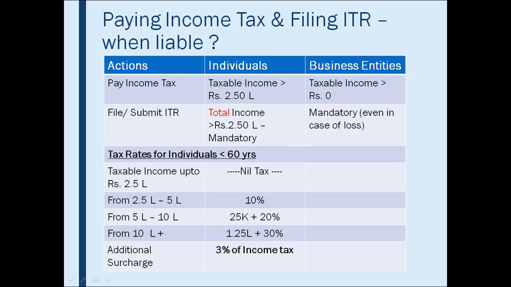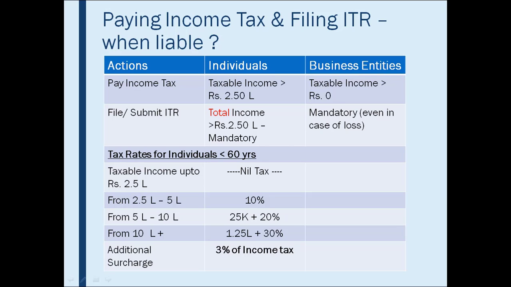Now just very quickly, what are the tax rates for individuals who are less than 60 years? Up to 2.5 lakhs there is no tax. From 2.5 lakhs to 5 lakhs income slab, you are charged 10%. Which means if you have an income of, let's say, 5 lakhs rupees, you need to pay tax only on the excess over 2.5 lakhs at the rate of 10%, which happens to be 25,000.